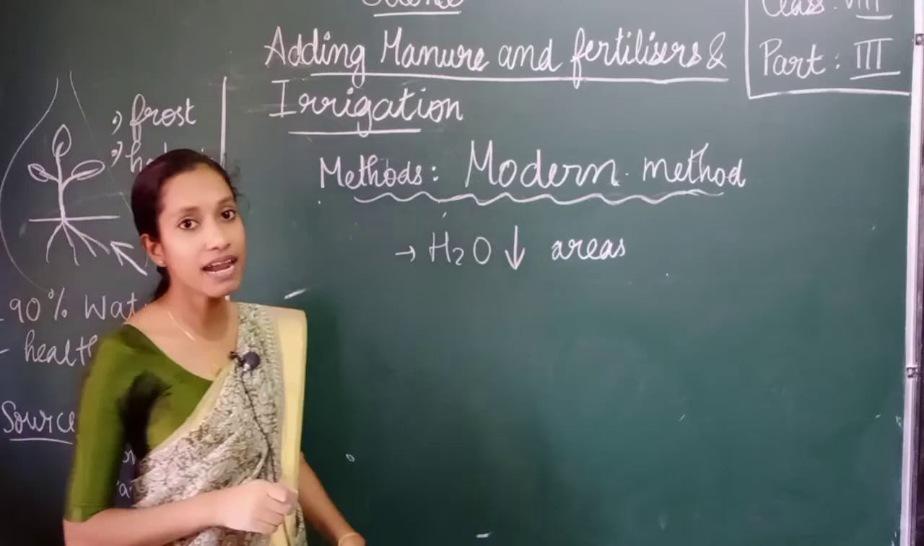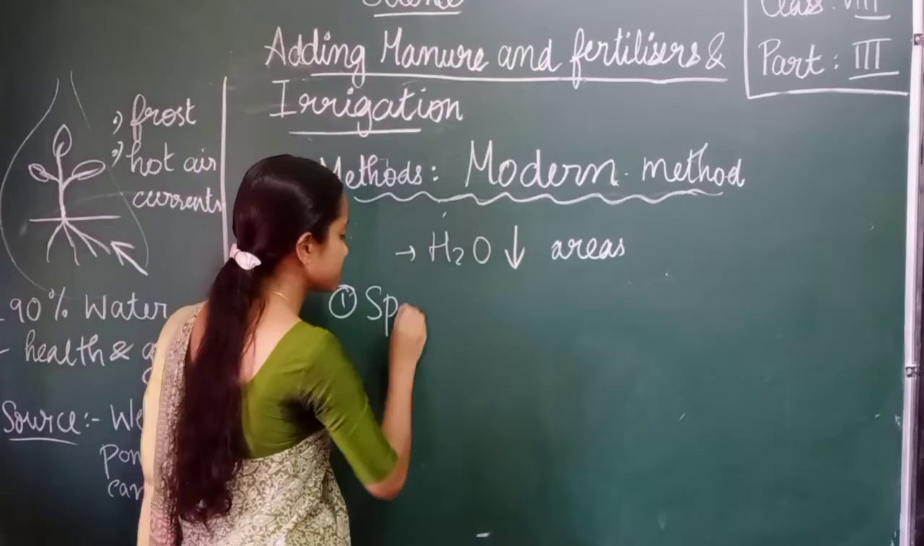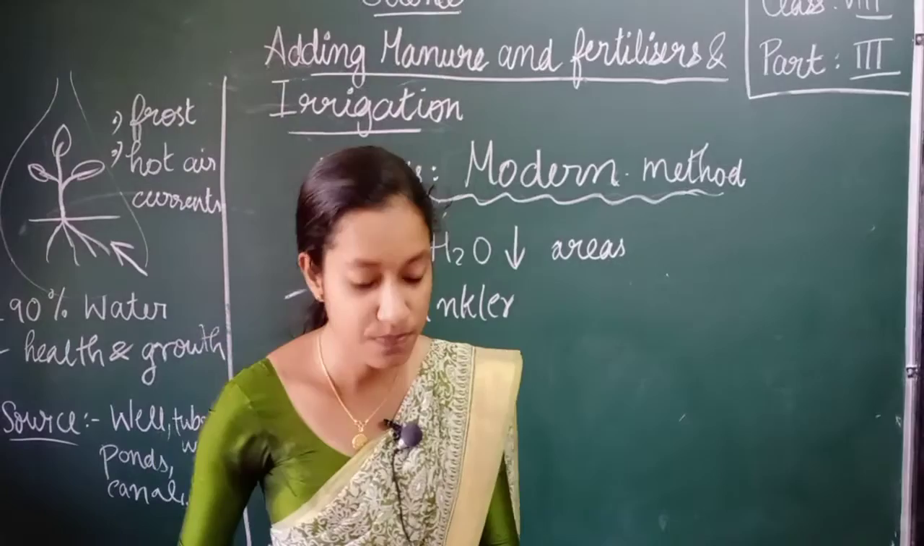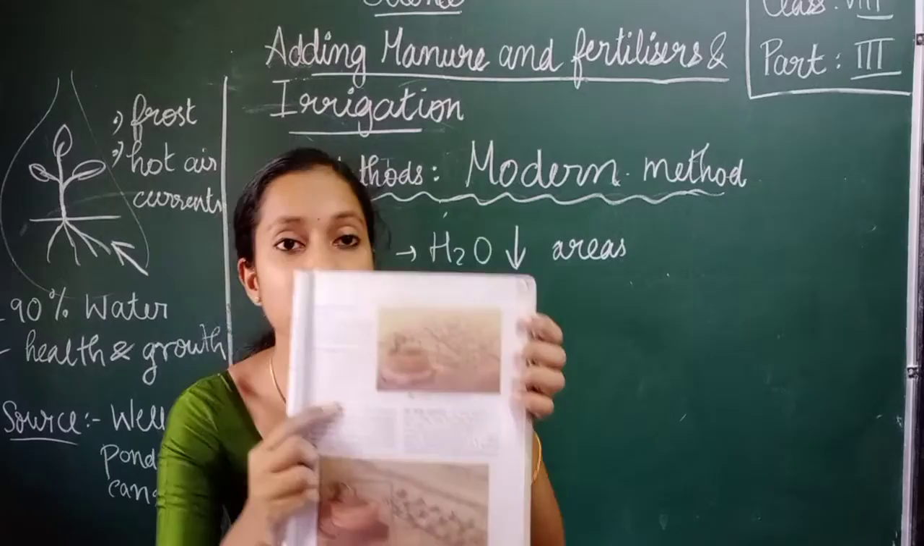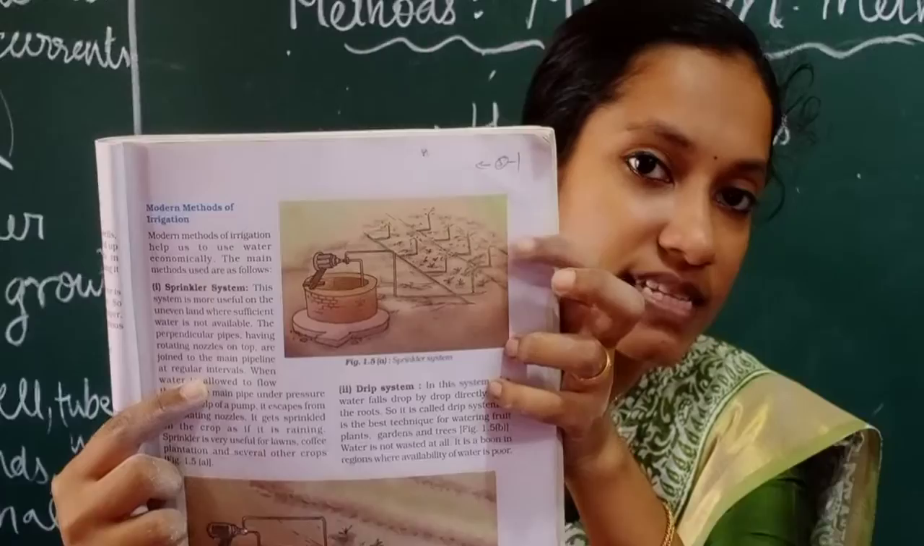The first one is the sprinkler method. Okay, sprinkler. So the sprinkler system, you can see it in the textbook. In the textbook you can see its image, on page number 9. You can see the sprinkler method here. Okay, this is the sprinkler method.